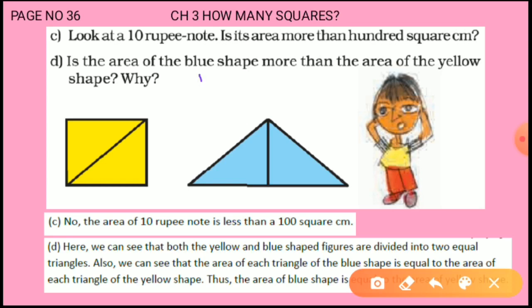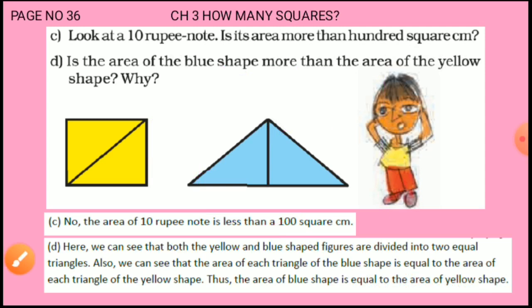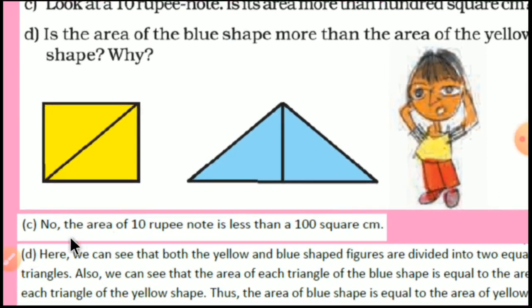100 स्क्वायर सेंटीमीटर कैसे होता है, तो सपोज ये एक स्क्वायर है जिसमें 1 2 3 4 5 करके 10 हुआ. इधर 10 और फिर इधर भी 10. तो उसका जो टोटल 10 और 10 सेंटीमीटर स्क्वायर्स जो होंगे तो वो जो एरिया है वो बड़ा होगा कि ये जो 10 रुपी नोट है उसका एरिया बड़ा होगा. आप समझ गए ना. लेट्स आंसर दिस क्वेश्चन. No, the area of 10 rupee note is less than a 100 square centimeter. मतलब के 10 रुपी नोट का जो एरिया है वो कम होगा 100 स्क्वायर सेंटीमीटर से.